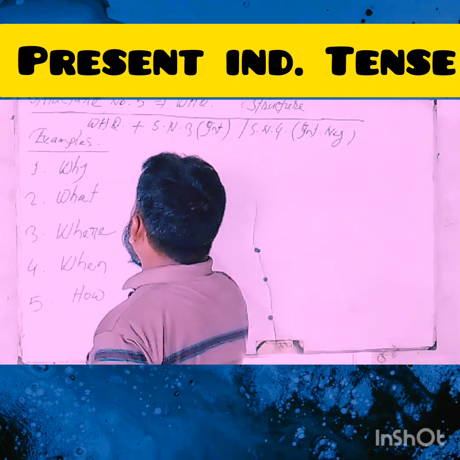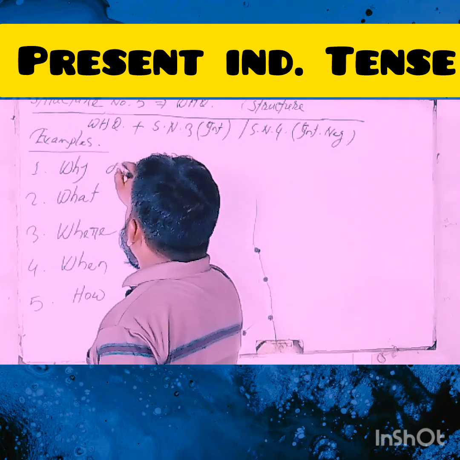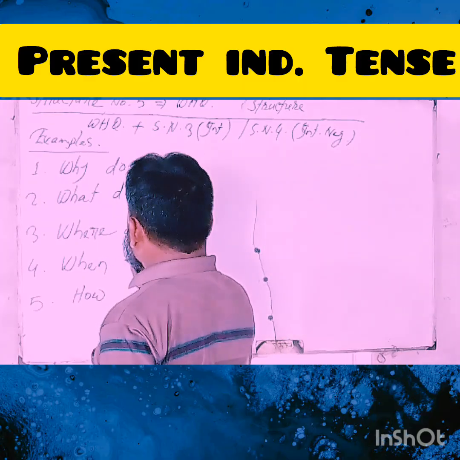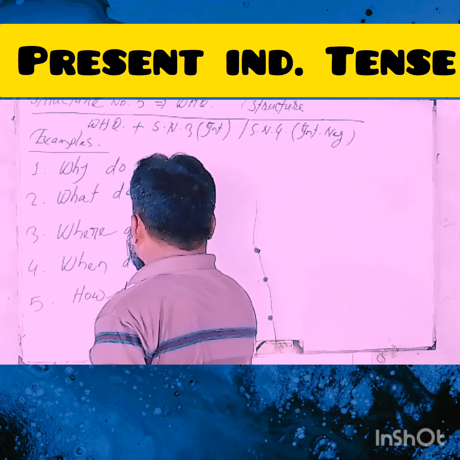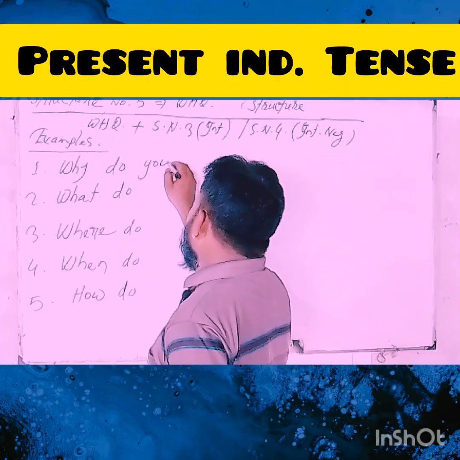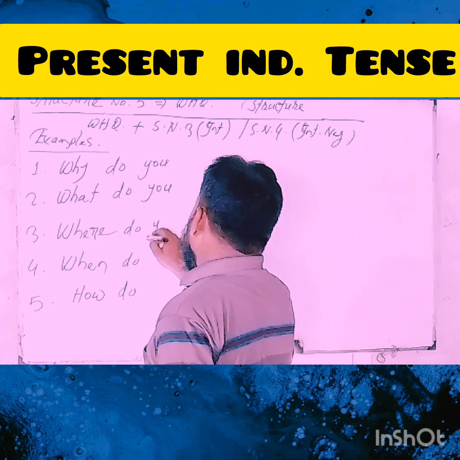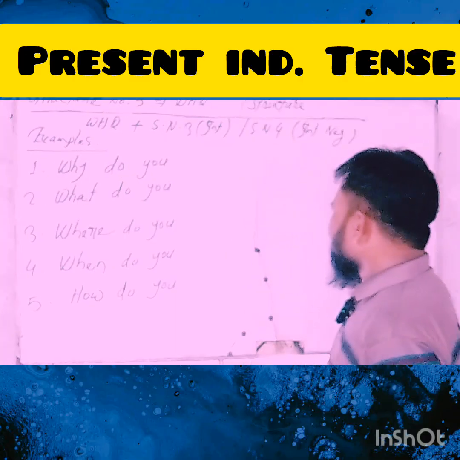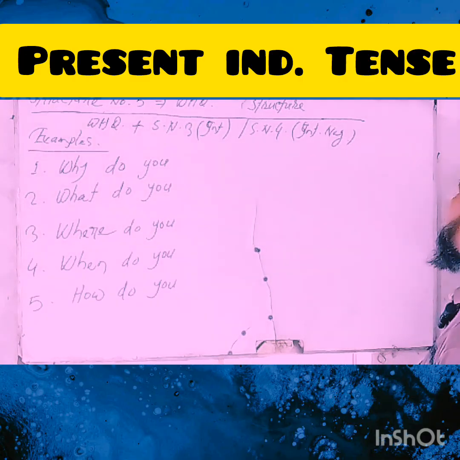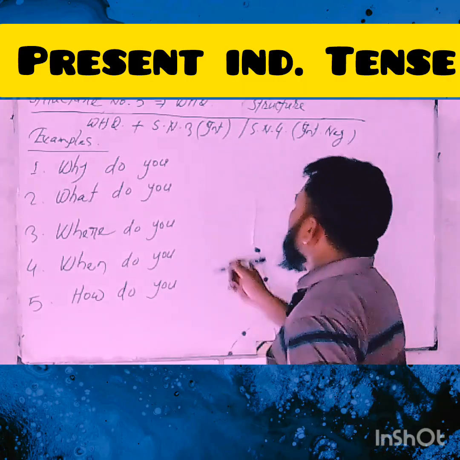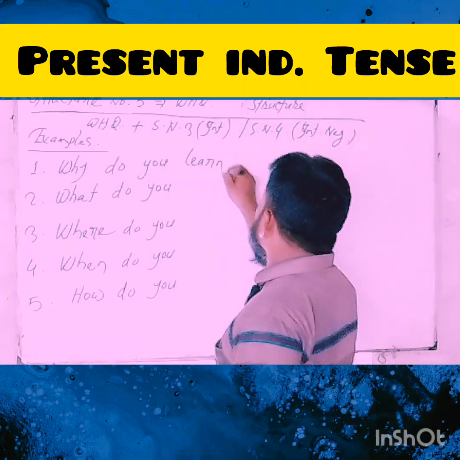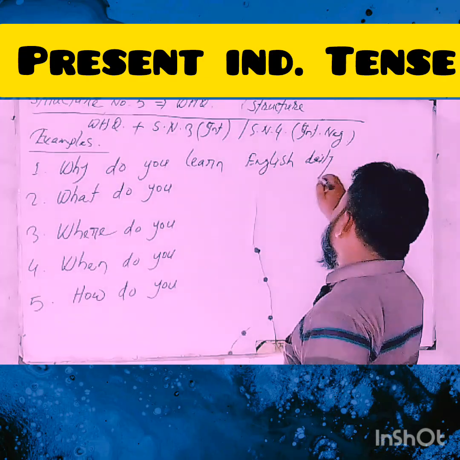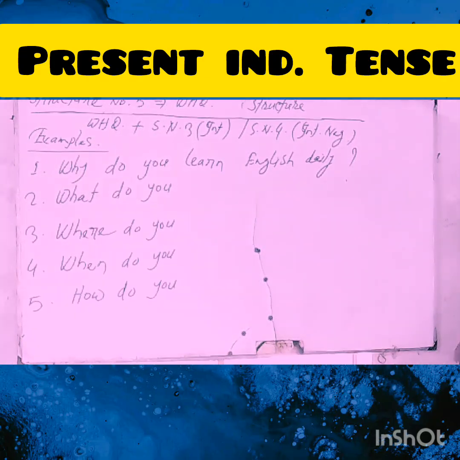If I write structure number three, I'll have to use do. In every case, I write do. Then I use the subject you. Then I will write the base form of verb. Why do you learn English daily?